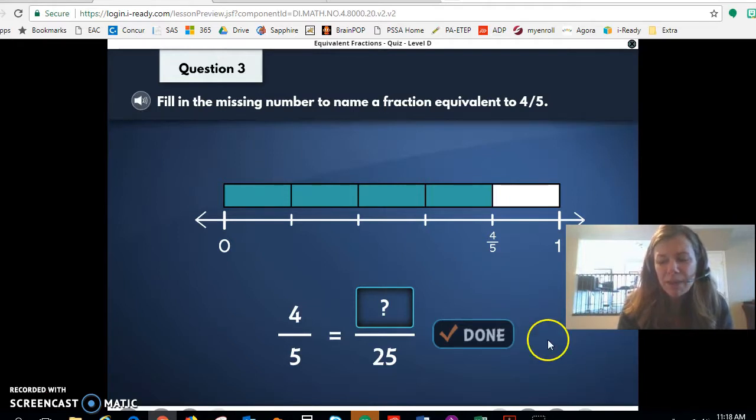All right, for this one, they don't give us the question mark bar here to see what we multiply the top and bottom by, the numerator and denominator. So we have to think. Take the two numbers we know.